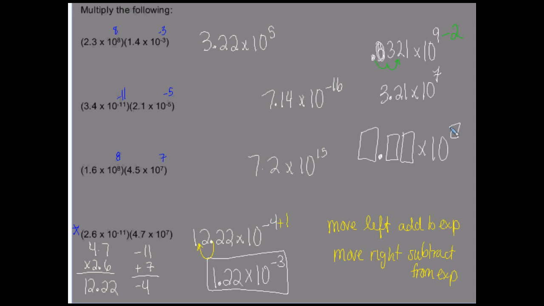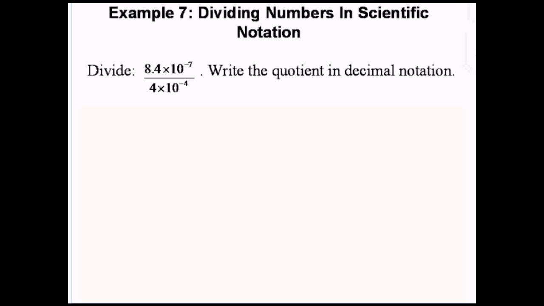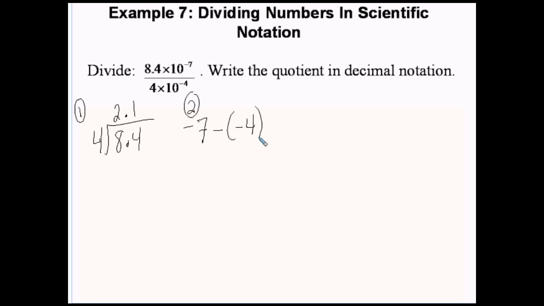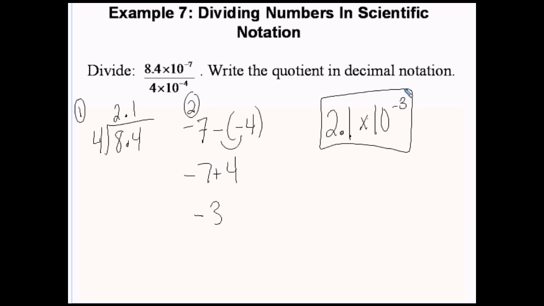Questions about that? How to adjust? You guys want to see a couple more of those? You're okay with adjusting? All right. Same as multiplying, except we divide and then subtract instead of multiplying and then adding. So I'm going to do 4 into 8.4 first. And then I'm going to do negative 7 minus negative 4. And whenever we subtract a negative, it's positive. So I get negative 3. That's my new exponent. So 2.1 times 10 to the negative 3. Questions on that? And that one, obviously, doesn't have to be adjusted because my decimal's in the right place.